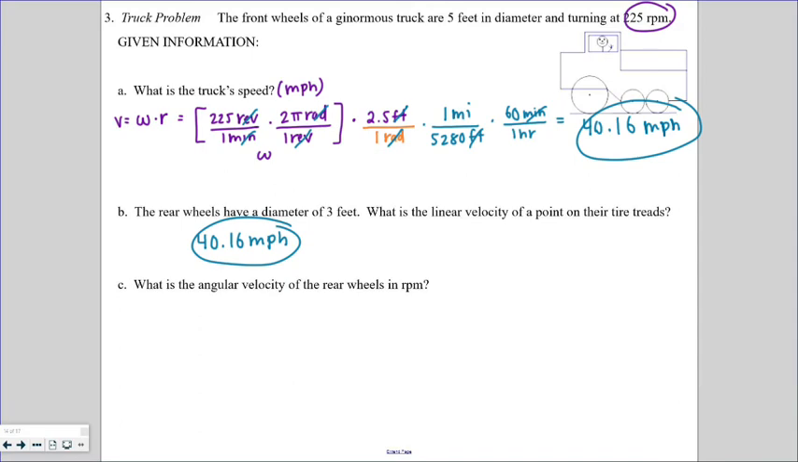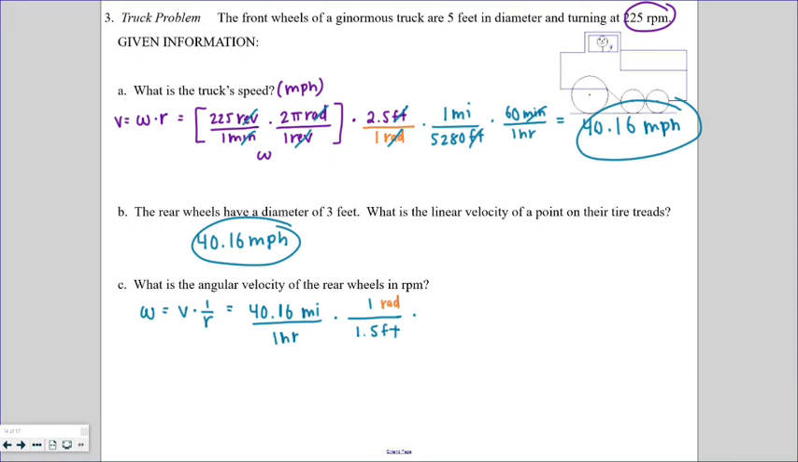Okay, so then the last piece here, what is the angular velocity of the rear wheels in revolutions per minute? Angular velocity is linear velocity times 1 over r. So I'm going to use that 40.16 miles per hour, but I'm going to use the full decimal when I go to calculate this in my calculator. Times 1 over r, the radius of the smaller wheels is 1.5 feet. I'm working with the radius here, which is where the radians pop up again. And then we need it in revolutions per minute.